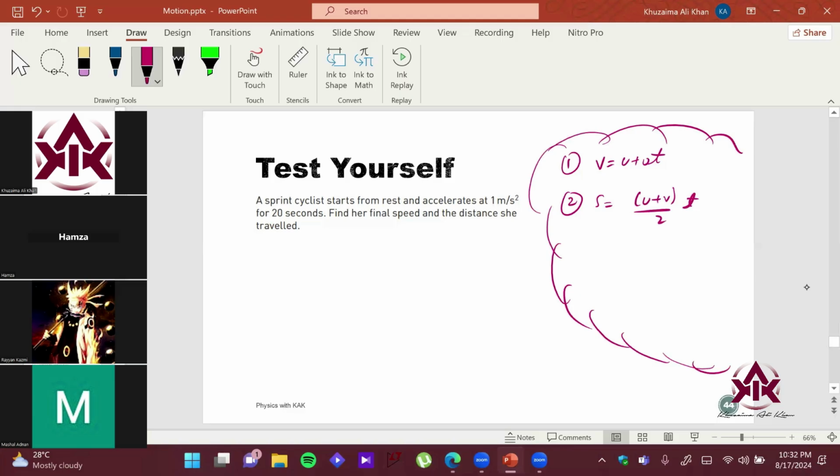What are the variables in this? u is your initial speed and v is your final speed, and t is your time taken, a is your acceleration and s is your distance, or you can say displacement.